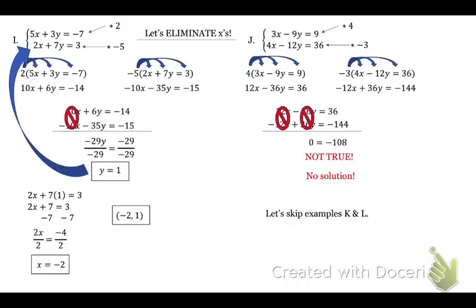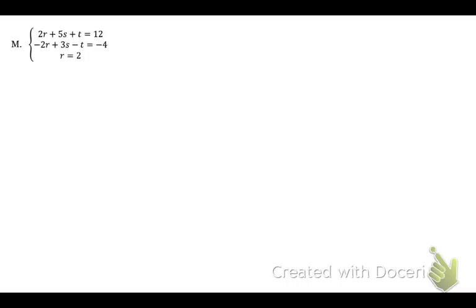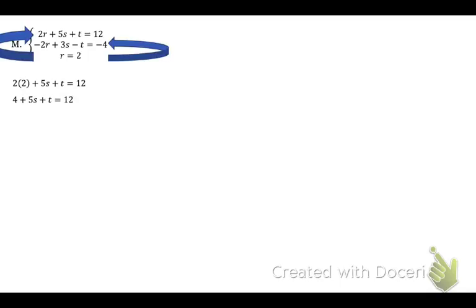Let's skip examples K and L. Let's go to this nifty little guy, M. So we're given that r equals 2. So I'm going to plug that in to there. So I get 2 times 2 plus 5s plus t equals 12, which is 4 plus 5s plus t equals 12. Subtract the 4, 5s plus t equals 8.